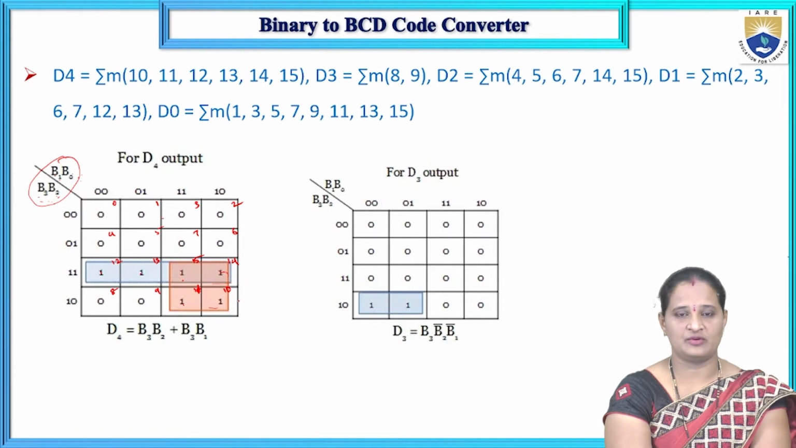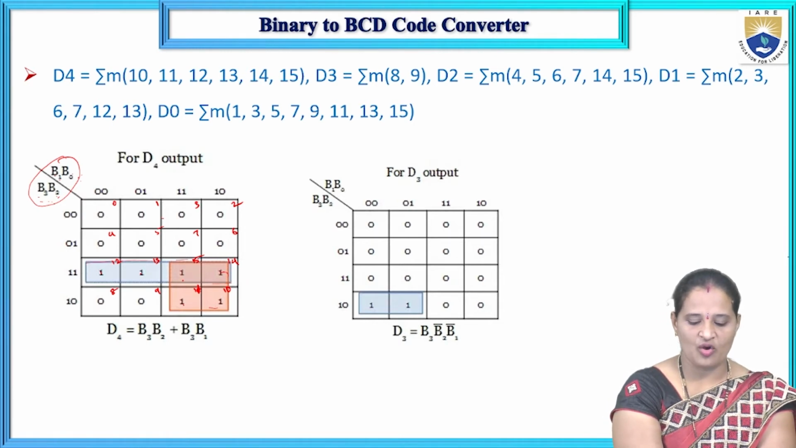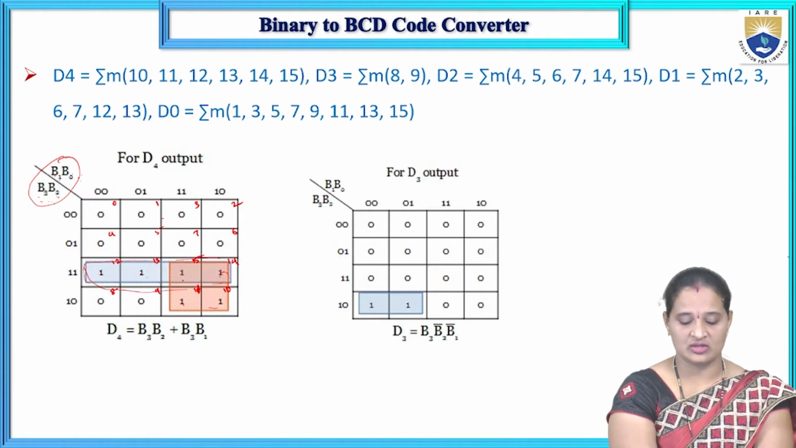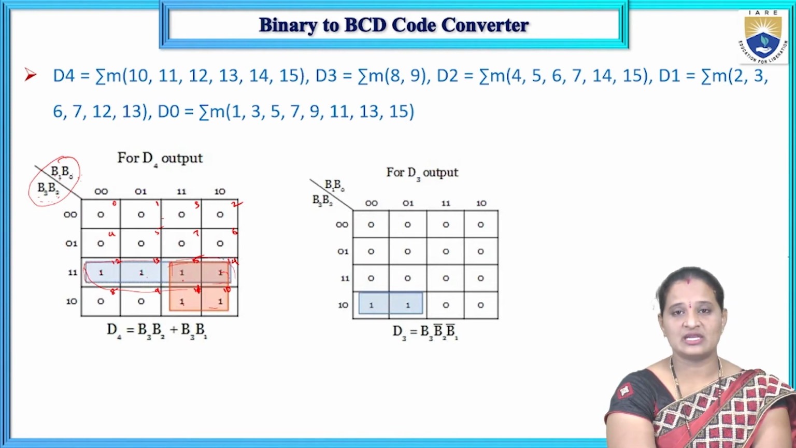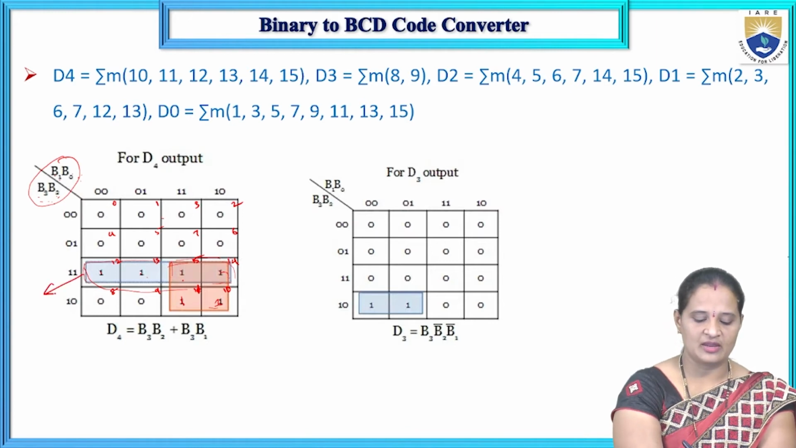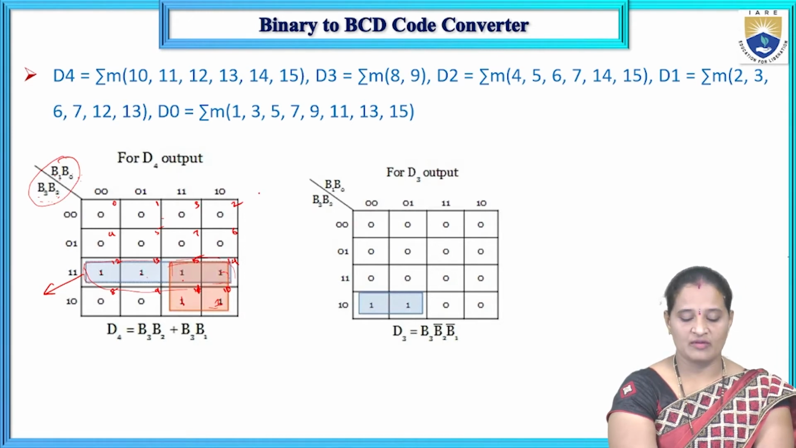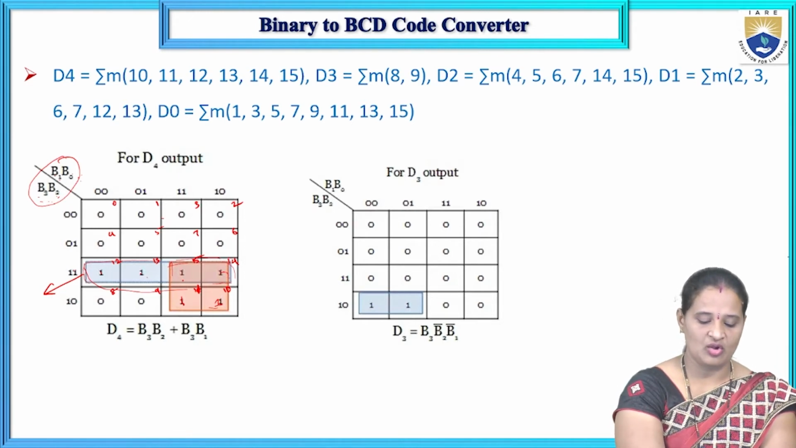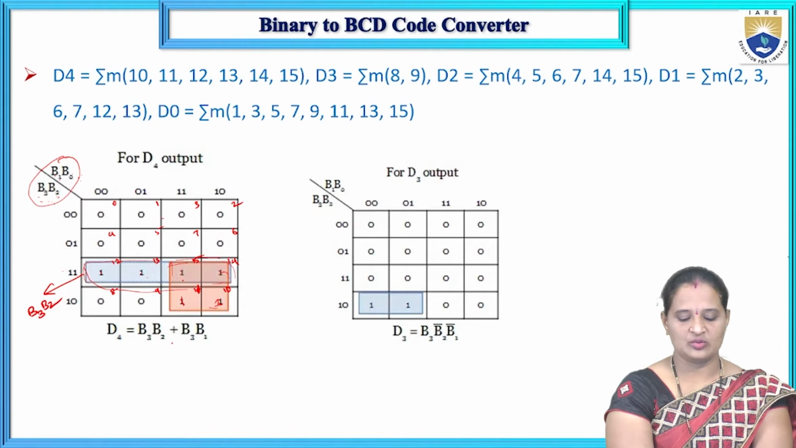That is a group of 4 cells. So here I can form a quad with this row such that all these 4 ones are covered. These 4 adjacent cells are grouped together because these ones need to be covered here. So now if you write down the prime implicant for this one, consider this row: B1 and B0 values are varying, so eliminate B1 and B0, whereas B3 and B2 values are common, which are equal to 1. So B3, B2.